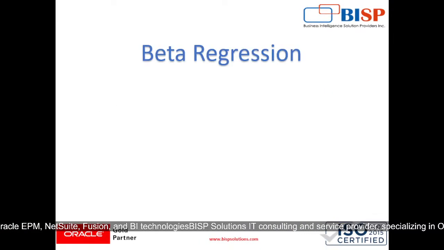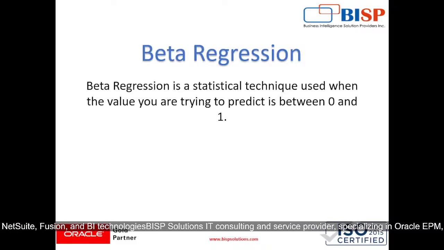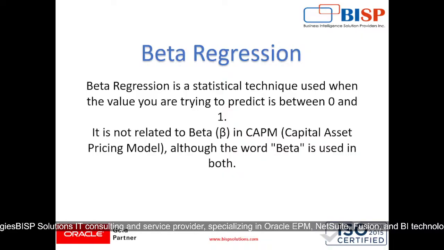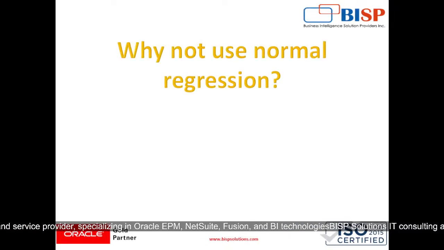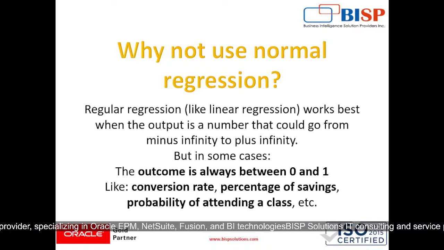Then comes our beta regression, where beta regression is a statistical technique used when the value you are trying to predict is between 0 and 1, and it is not related to beta in CAPM, which is the capital asset pricing model, although the word beta is used in both terms. So why not use normal regression? Regular regression like linear regression works best when the output is a number that could go from minus infinity to plus infinity, but in some cases the outcome is always between 0 and 1, like conversion rate, percentage of savings, probability of attending a class, like that.